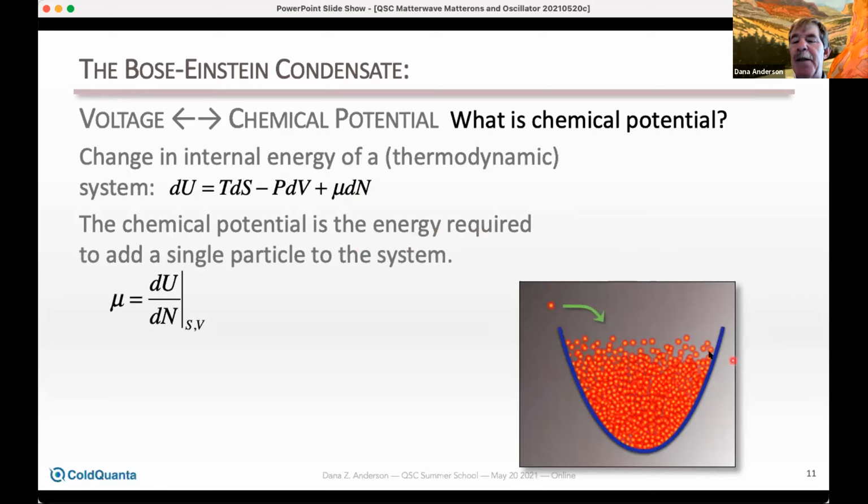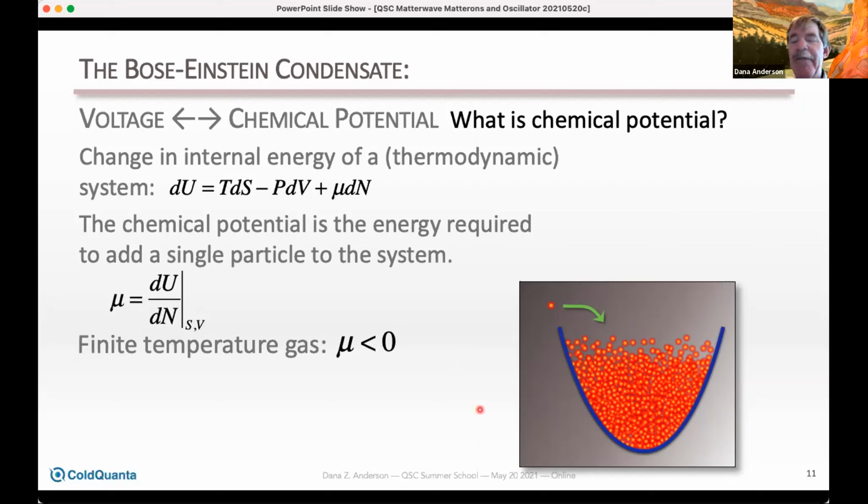So I have some system which has a bunch of particles, and I consider how much energy does it cost me, or how much does it change the internal energy if I add one particle to the system. That's the same as a 1.5 volt battery. The 1.5 volts means that an electron has 1.5 volts of energy.